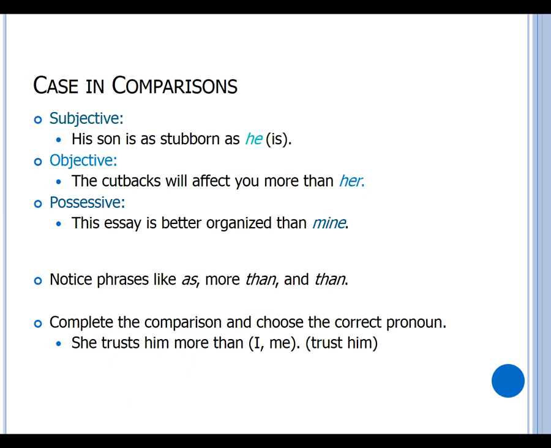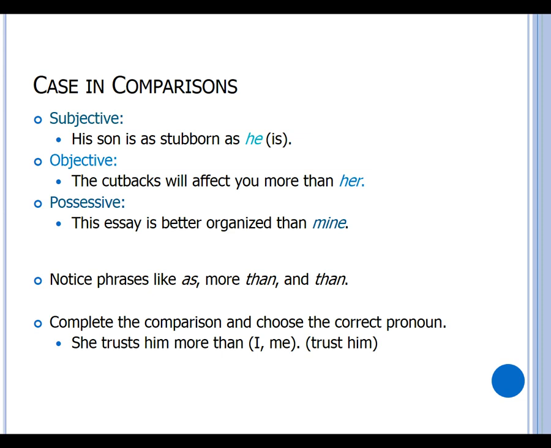Now let's look at how we use pronouns in comparisons. We'll review a few examples. For the subjective case, his son is as stubborn as he is. The understood verb after he is. For the objective case, the cutbacks will affect you more than her. There is no understood verb after the pronoun like in the previous example, so it must be an object pronoun.